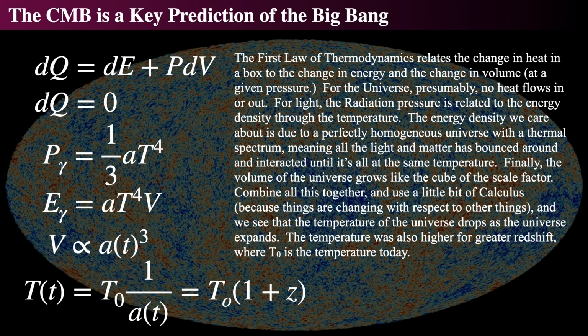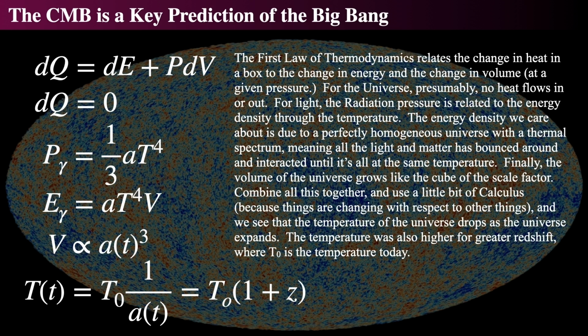Using relatively simple physics, the first law of thermodynamics, the known radiation pressure due to a thermal blackbody spectrum, the known energy density of a blackbody spectrum, and the fact that the universe is expanding according to the scale factor, we can use 19th century physics in order to make this prediction. In fact, this prediction came about in the 1930s and 1940s, as people were doing studies of nuclear bombs and so forth.